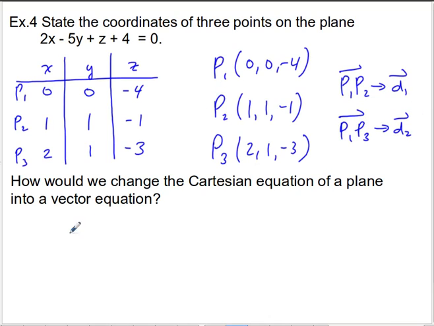And I already know my original position vectors because this is the same as OP1. This is the same as OP2. This is the same as OP3. And so I know I have 3 choices for my initial position vector, and actually 6 if you include the opposite vectors. For my direction vectors, I have to choose 2 of those 6 so that they're non-collinear. And then I could turn my Cartesian equation into a vector equation.